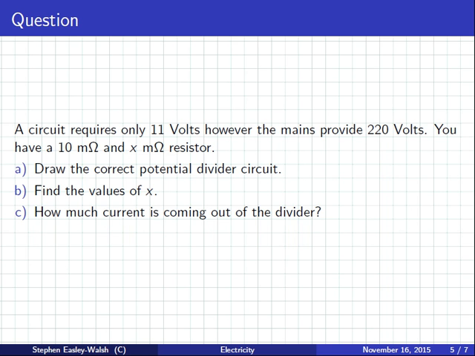Okay, so a circuit requires only 11 volts, however the mains provides 220 volts. You have a 10 milliohm and an X milliohm resistor. Draw the correct potential divider circuit. Find the value of X. How much current is coming out of the divider? Okay, so write that down and then we'll do it now.